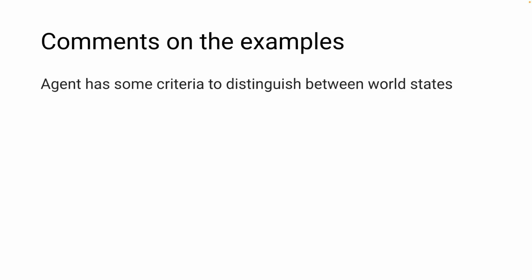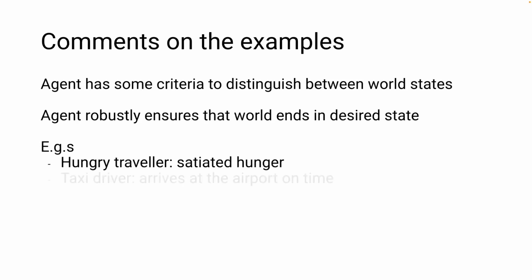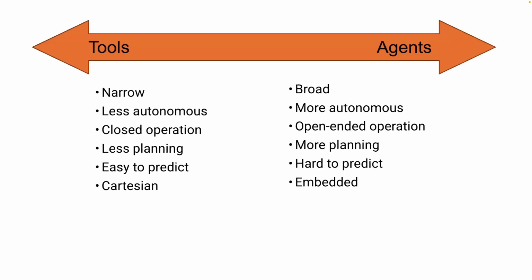Okay, so I'm just going to recap some of those observations I made. The agent has some sort of criteria to distinguish between different world states. And if the agent is strong, it robustly ensures that the world ends in the desired state. That's the hungry traveler being fed, the taxi driver getting paid, and Stockfish winning the game of chess. And for a weak observer, it's easy to predict the outcome, but it's hard to predict how exactly the system is going to reach that outcome.